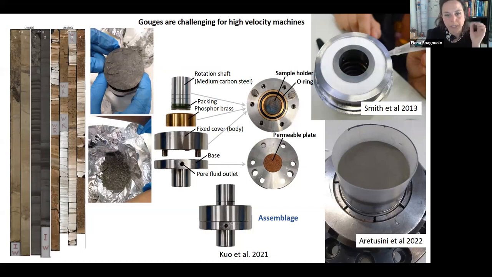The thing that we generally do in this kind of machine is to take the gouge in a sample holder like this one, and to put some drops of water on the sample to have partially saturated conditions in the end. And this is the kind of experiment that I will show later.